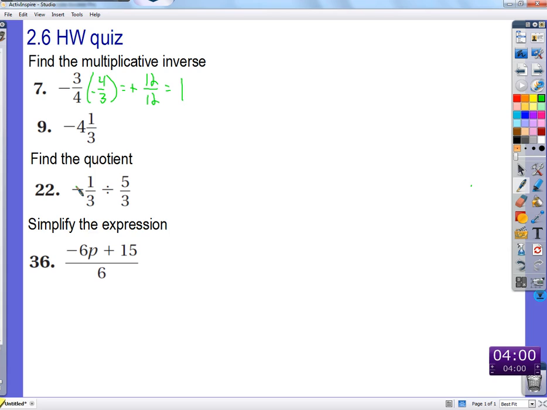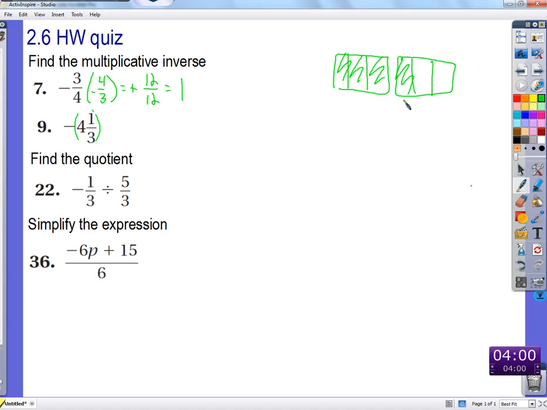Yes, improper fraction. Good. So it's negative 4 and a third. How many thirds does 4 have? How many thirds is 4 made of? John? 4. It's 4 is made up of 4 thirds. So what I'm saying here is, here's 1, and then no, that's not thirds. So here's thirds. Here's 1, 2, 3. 4 thirds is just 4 thirds.